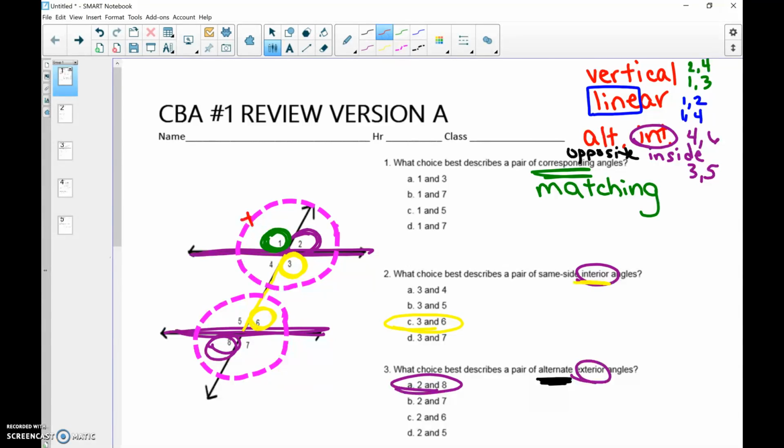Well, it's in the top left-hand corner of this little 4-number cluster. So what's the matching spot down below? Well, the top left-hand corner down here is angle 5. So 1 and 5 are the corresponding ones. 2 and 6 would also be corresponding. 3 and 7 would be corresponding. And 4 and 8 would also be corresponding. So those are the answers to the 3 first questions and a couple other angle pairs to go along with it.